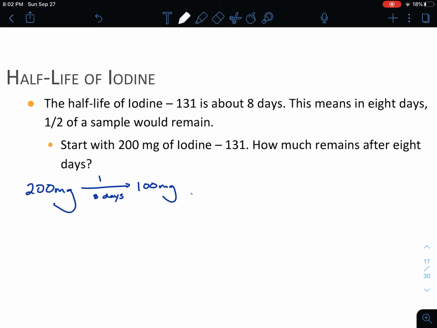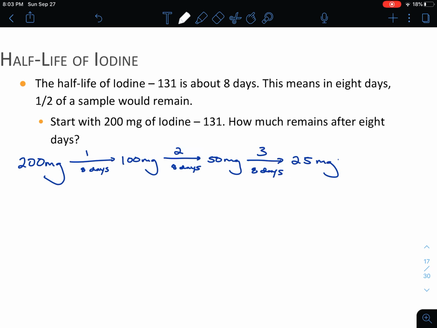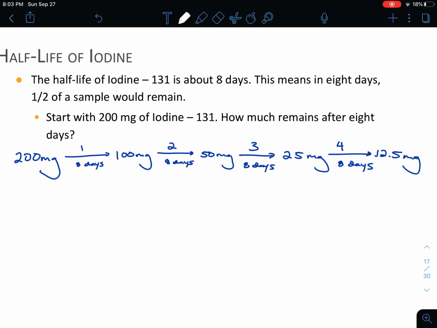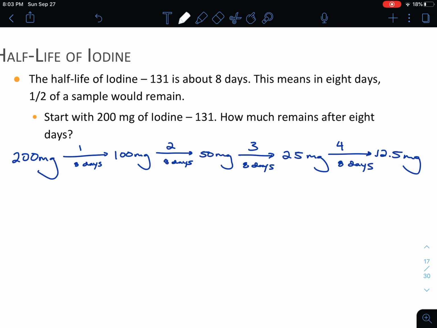Let's take this even further. Instead of just after 8 days, let's say how much would remain after 32 days. After the second half-life, which is another 8 days, I would have 50 milligrams. After a third half-life of another 8 days, I would have 25 milligrams. After a fourth half-life, which is another 8 days, totaling 32 days, I would have 12.5 milligrams. So you can logically just work your way down and break it down: 50%, 50%, 50%, half of it goes away, half of it goes away.